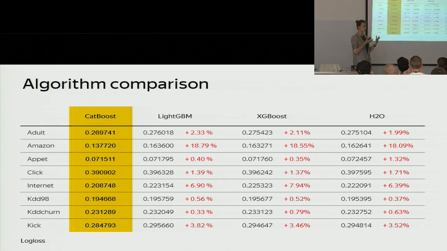The next slide is a good reason to use CatBoost. There are a few gradient boosting libraries in open source. The most widely known is XGBoost. And here is a comparison in terms of quality in binary classification. By the way, who of you does use XGBoost?